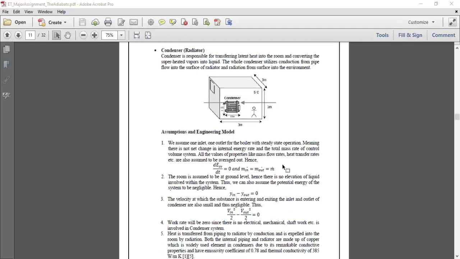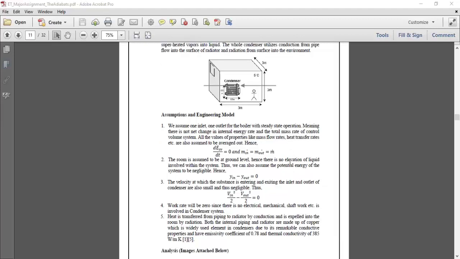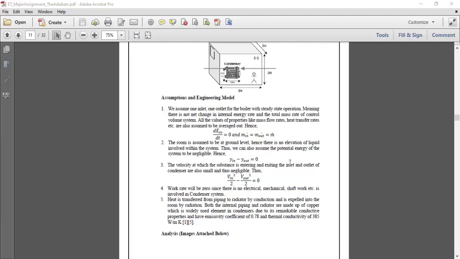The additional assumption that we took here is regarding the zero work rate, since there is no electric work being done on the condenser and no work is being driven from it either. Lastly, we had to select the material for the condenser. Most of the condensers are basically made up of copper due to its conductivity properties. Thus we selected the same material. Copper has emissivity of 0.78 and thermal conductivity of 385 watt per meter Kelvin.